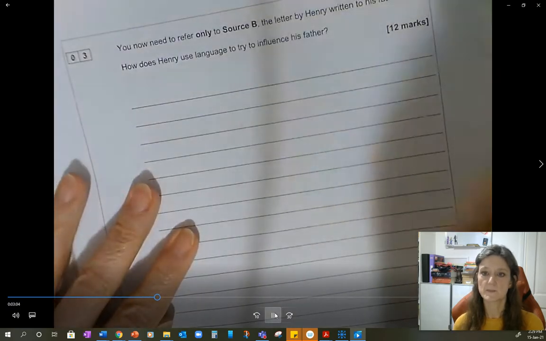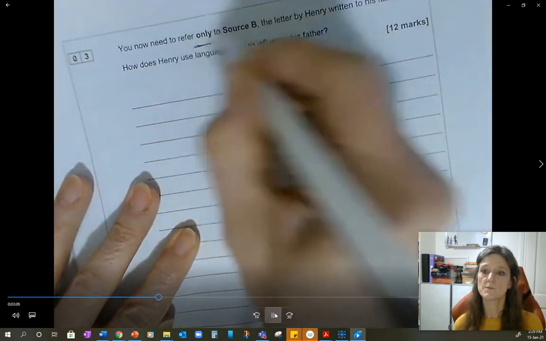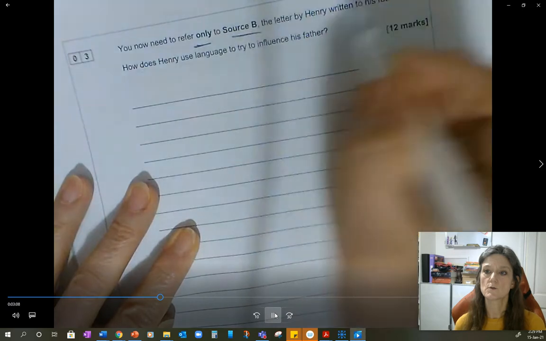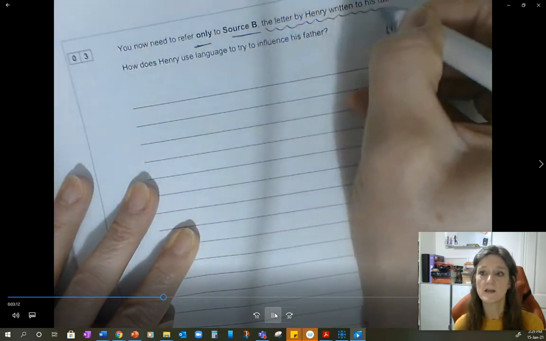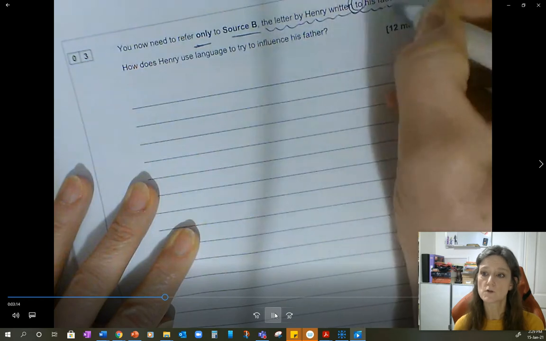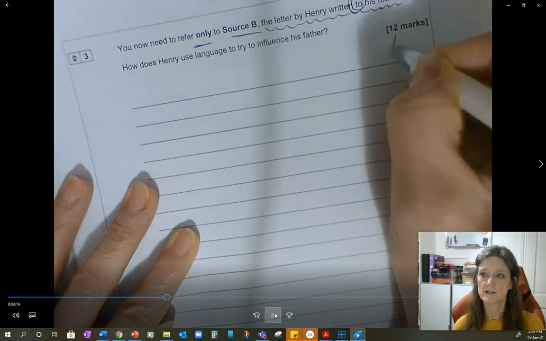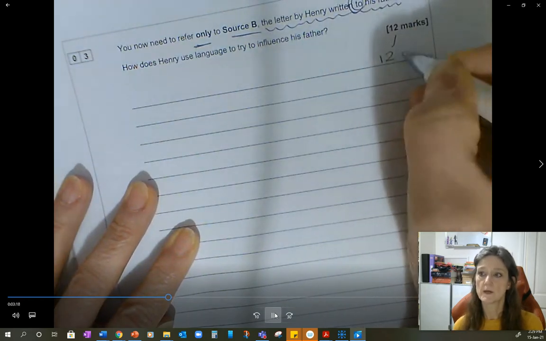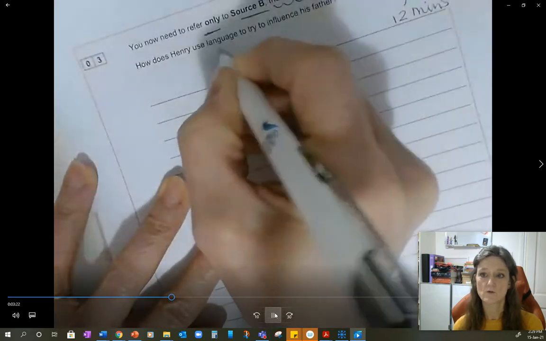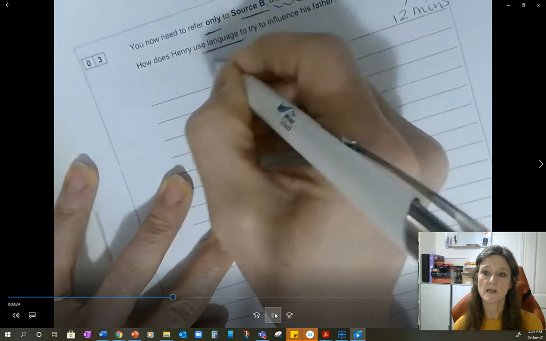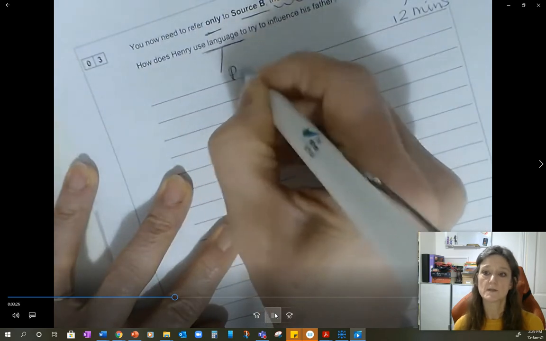Okay, question 3, and I'm still annotating this paper. Only refer to source B. Sometimes the exam board put a cheeky source A in there, but not only am I only referring to source B, I'm only referring to the letter Henry has written to his father. It's worth 12 marks. I'm going to spend 12 minutes on this, just writing that to remind myself. And it's how does Henry use language to try and influence his father?